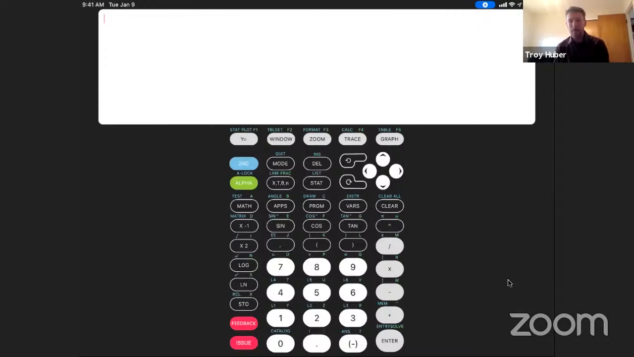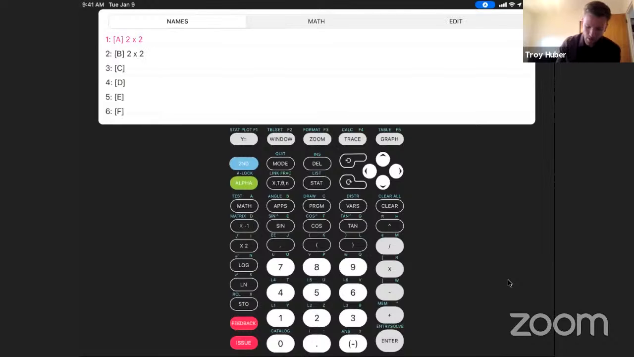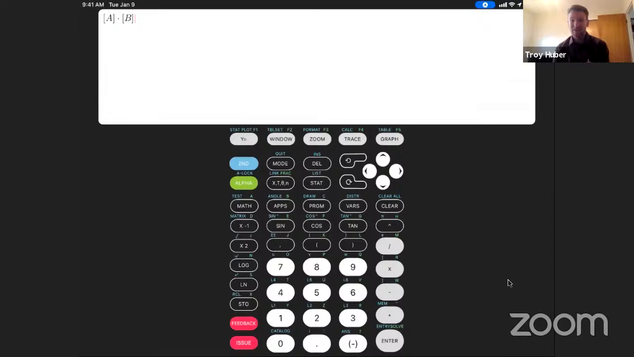And now that we have those typed in, we want to name them so that we can multiply them. All right, so I'm going to go second matrix. I'm going to name A, and I'm going to multiply it by second matrix. And now I'm just going to name B. And this is how easy matrix multiplication is when the calculator does it for you. All you have to do is hit enter, and boom, we get our matrix answer.